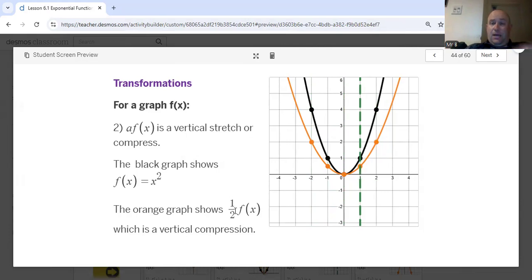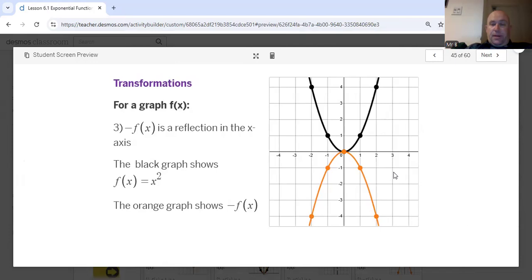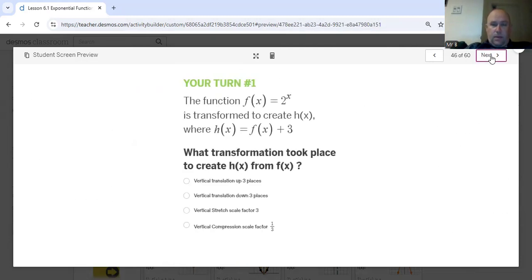But once again, the number at the start tells you whether it's going to be that stretch or whether it's going to be that compression. The number at the end tells you how much you move the graph up or how much you move the graph down. And the last one is the vertical reflection in the x-axis. So when we have a negative function, so if we have f of x equals x squared, negative f of x would just be negative x squared. But notice each point here, this one's at 1, moves down to -1. This one's at 4, this one moves down to -4.